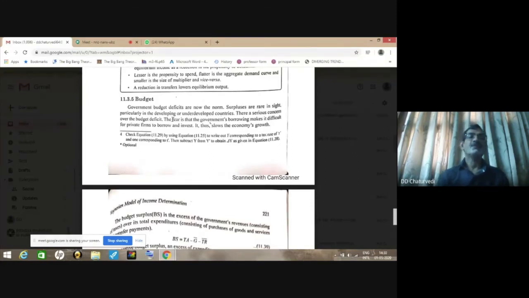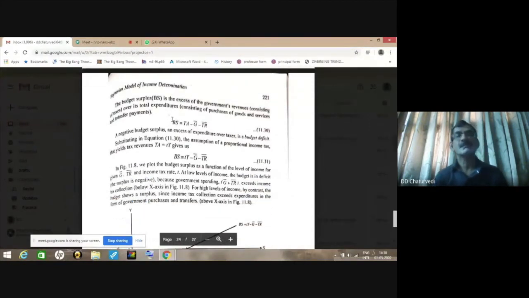So that means when the government borrows too much, the private sector will not have an adequate amount to borrow and invest, because the total resources are limited.